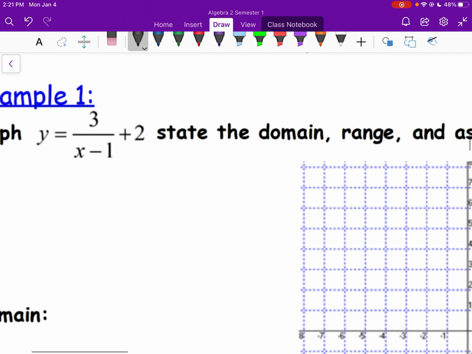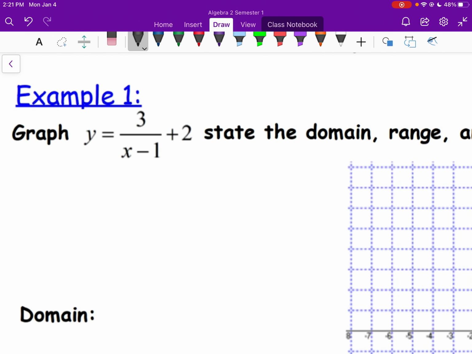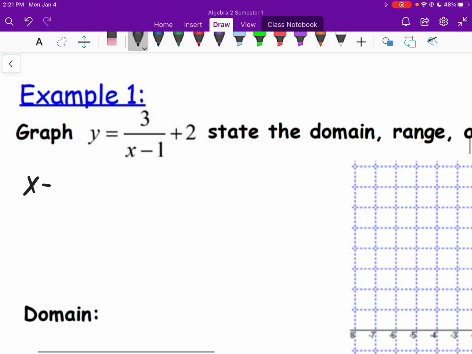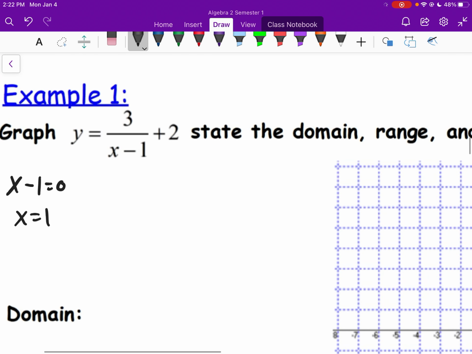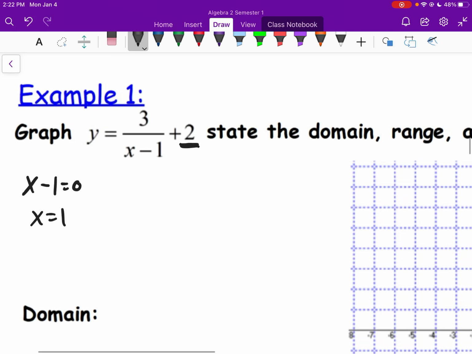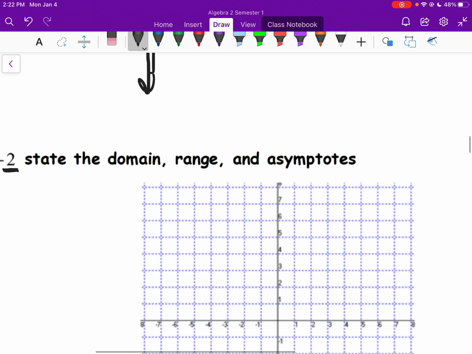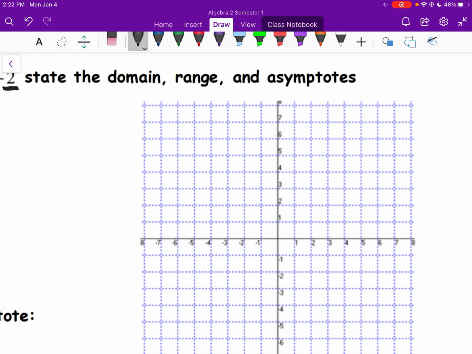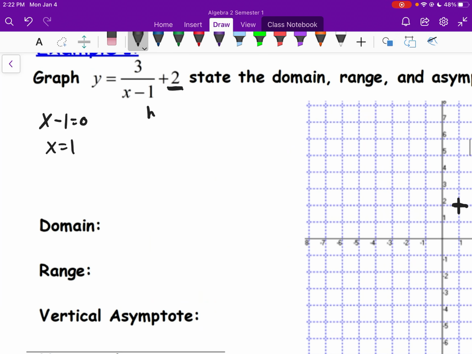Okay, so when we look here, what we're going to do is look to see what is going to make the denominator 0. So we're going to set the denominator equal to 0, and we get x is equal to 1. That is what's going to be our vertical asymptote. And then our horizontal asymptote we find with the k. So if you look at that 1, 2, just like we had before, now it's going to be a little bit different. This is what we're going to consider our new origin. Here's h, there's k.